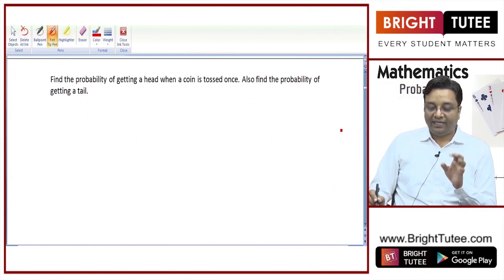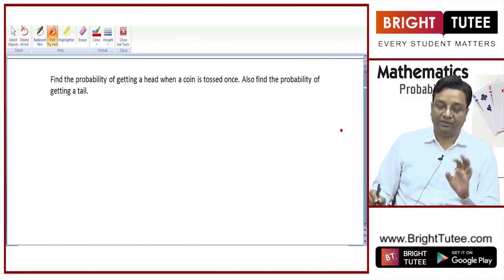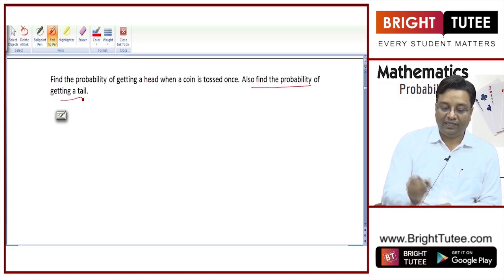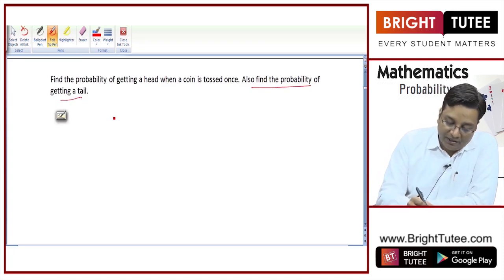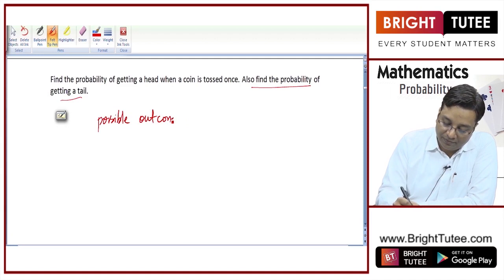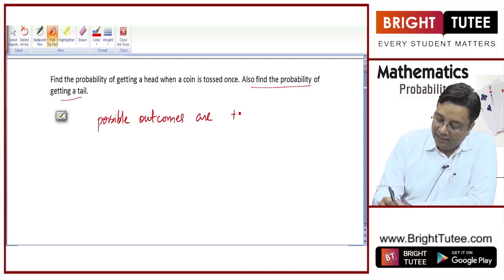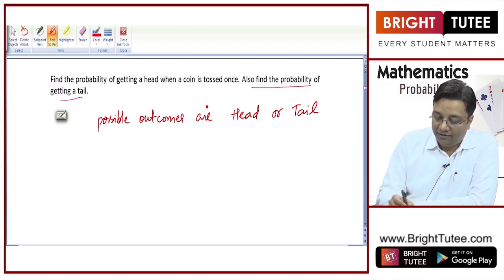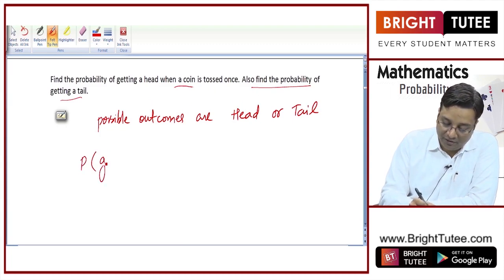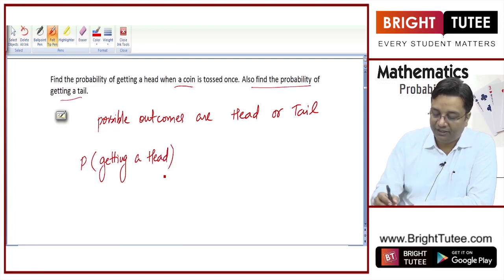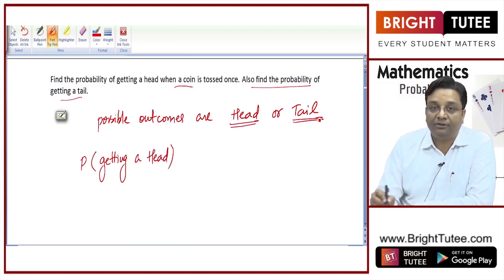Find the probability of getting a head when a coin is tossed once. Also find the probability of getting a tail. Okay. Now, in a single throw of a coin, possible outcomes are head or tail. So, we need to calculate the probability of getting a head. So, we will write it like this: probability of getting a head. Now, there are only two possible outcomes, right?